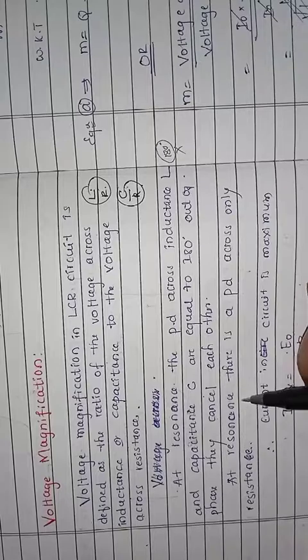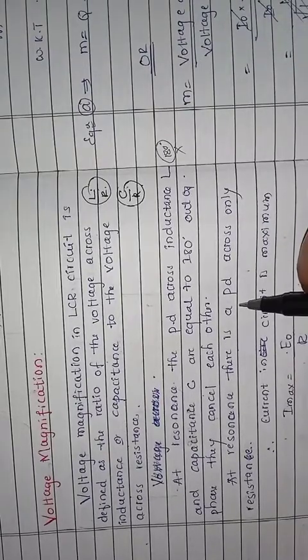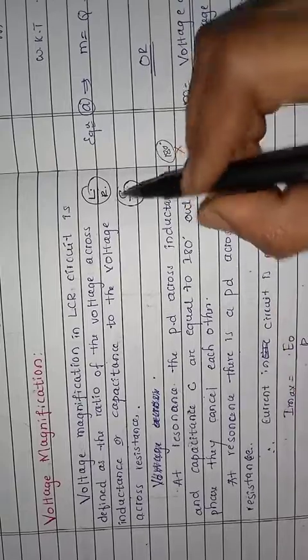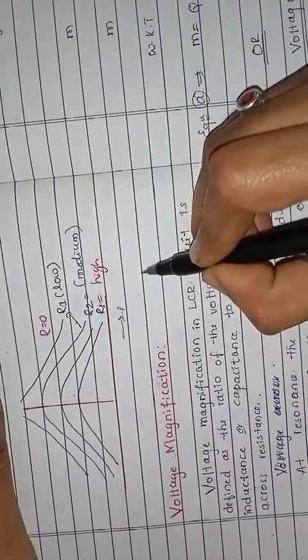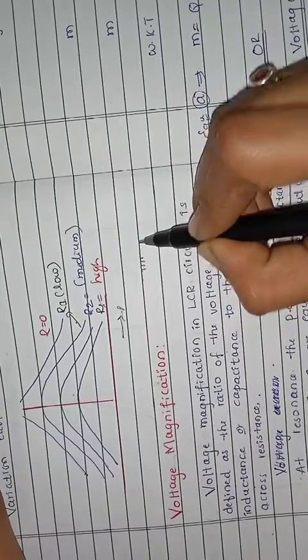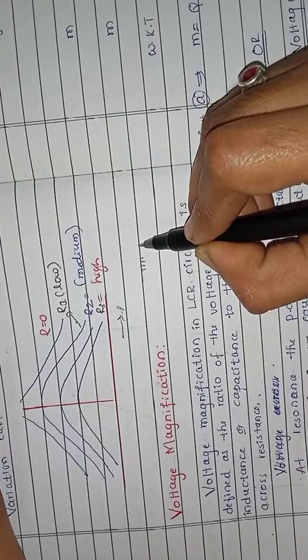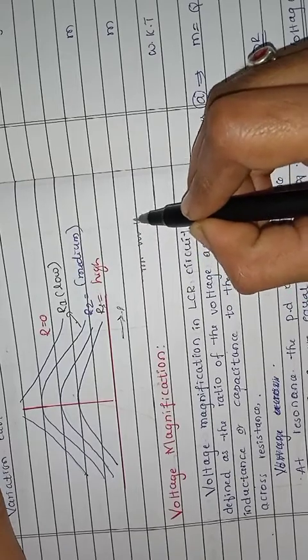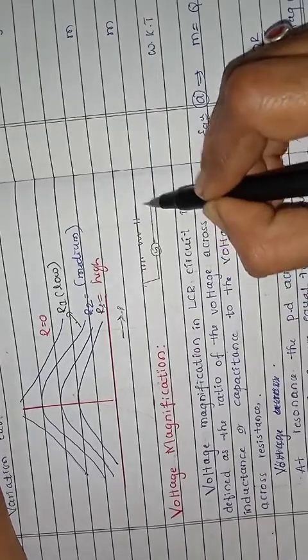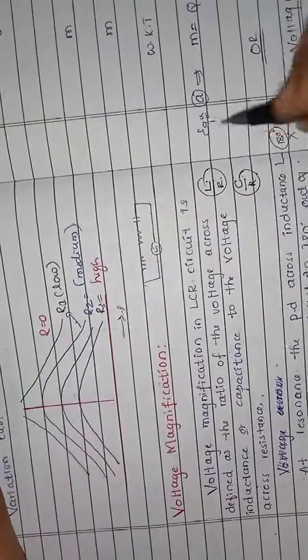So at resonance there is a potential difference across only the resistance. Let's draw the circuit diagram here. So this is the inductance, this is the resistance and this is the capacitance. We have given the alternating current signal here.